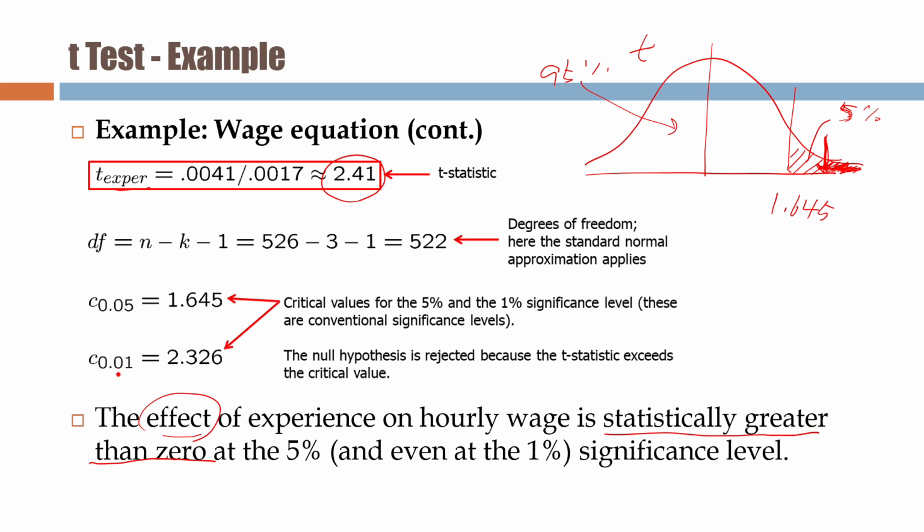If you use a 99%, or 1% error, significance level, the critical point is 2.3. Still, 2.4 is greater than 2.3. So you can tell with a 1% significance level, the beta for experience is still greater than 0.